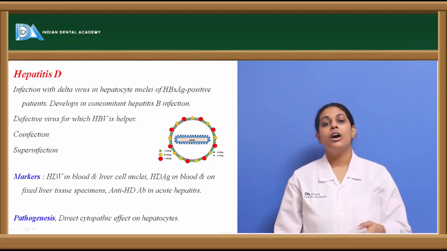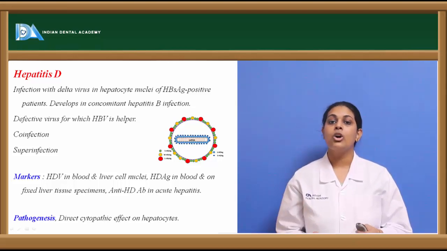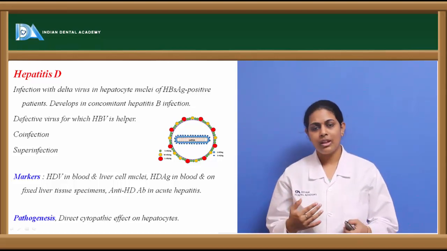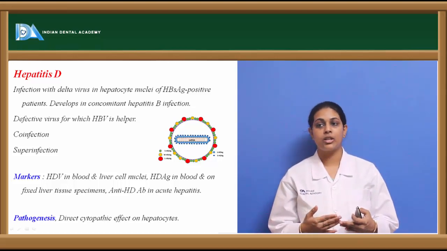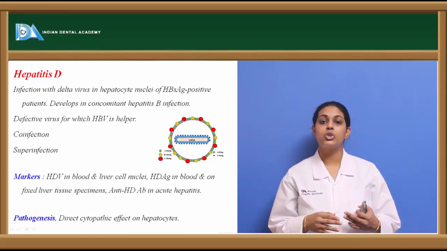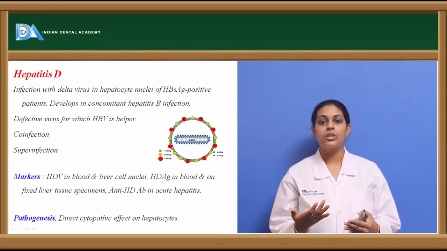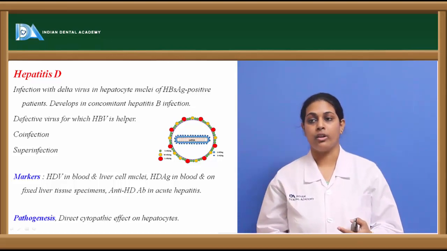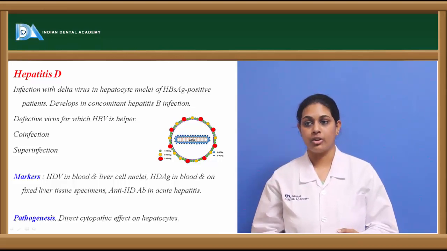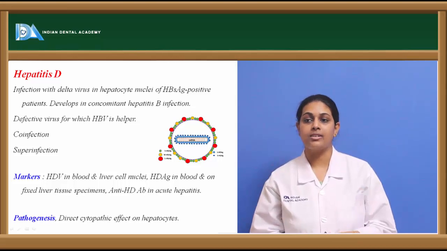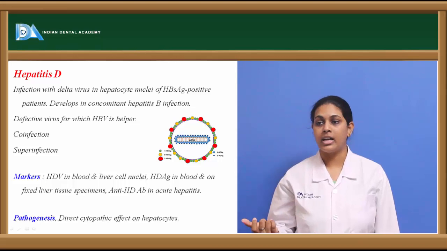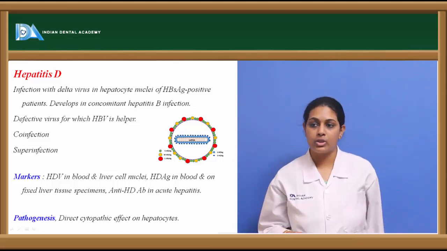HBV infection, which is nothing but serum hepatitis, or otherwise it might also result in superinfection, that is, this delta virus superimposes on the hepatitis B virus or serum hepatitis condition. So this is known as superinfection. And coming to the markers of hepatitis D, usually we find HDV presence in the blood as well as in the nuclei of the hepatocytes.